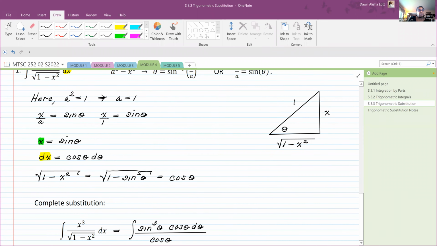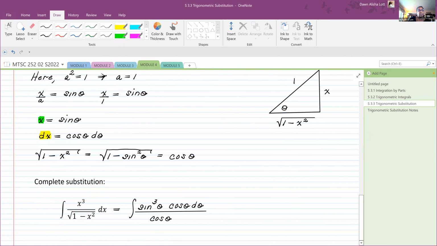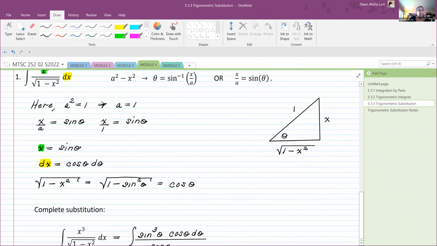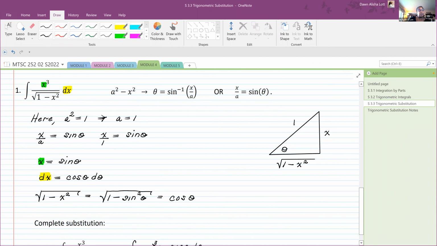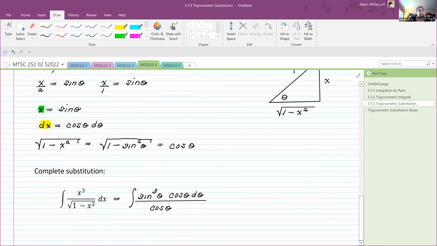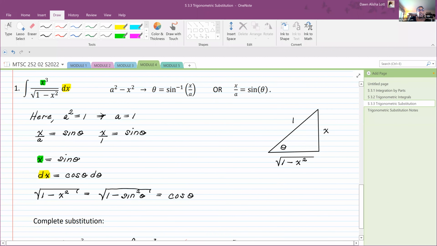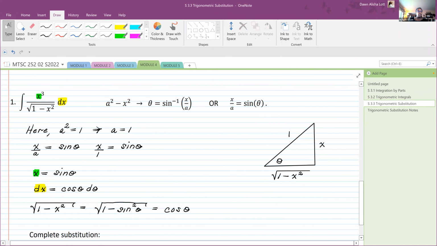So I've made a complete substitution. x cubed is sine cubed theta. dx is cosine theta d theta. And the square root of 1 minus x squared is cosine theta. Okay, so now I can divide this out. So this is just the integral of the sine cubed of theta d theta. All right, so now notice that I started off with x and I went from x to theta.